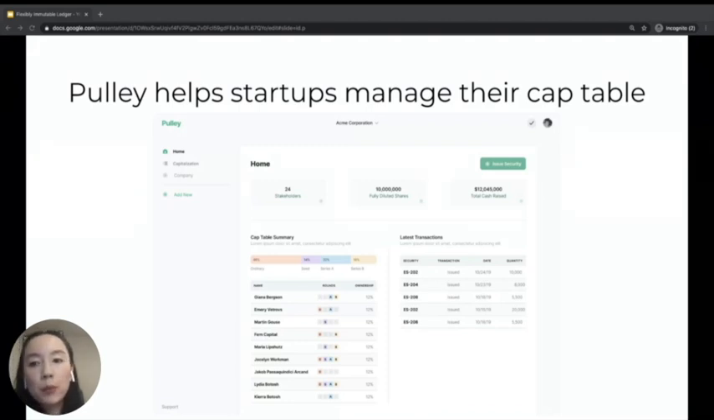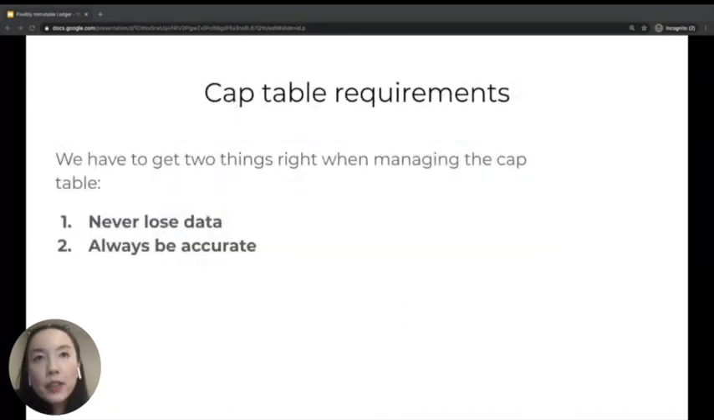With Pulley, we help companies and founders never have to worry about cap table management. And at Pulley, we help all of these hypergrowth startups manage their equity in an easy way. So when you're building a cap table management tool, there are two things that you always have to get right. The first is to never lose customer data. And the second is you need to maintain an accurate record of who owns what.